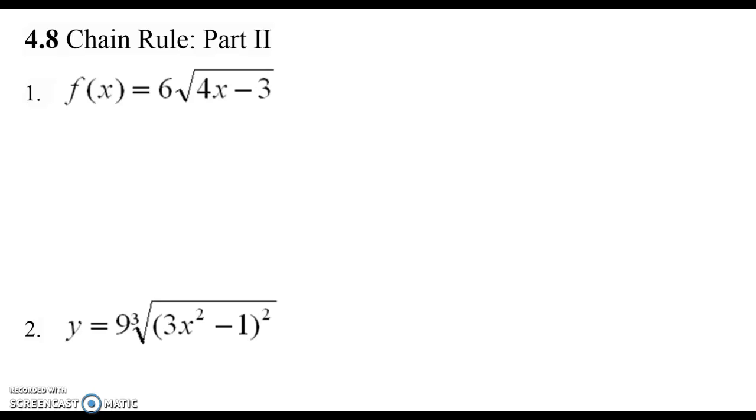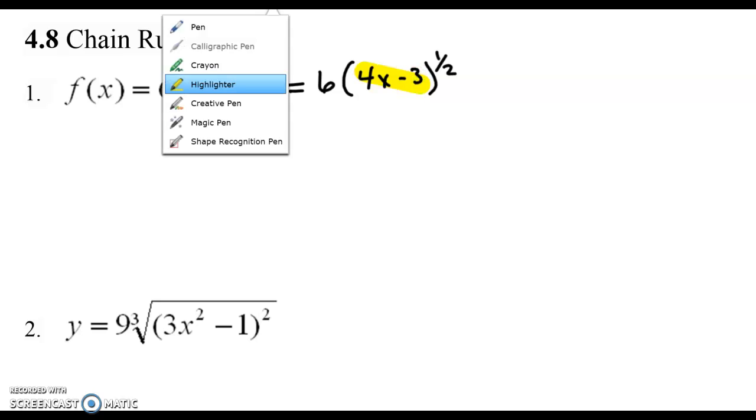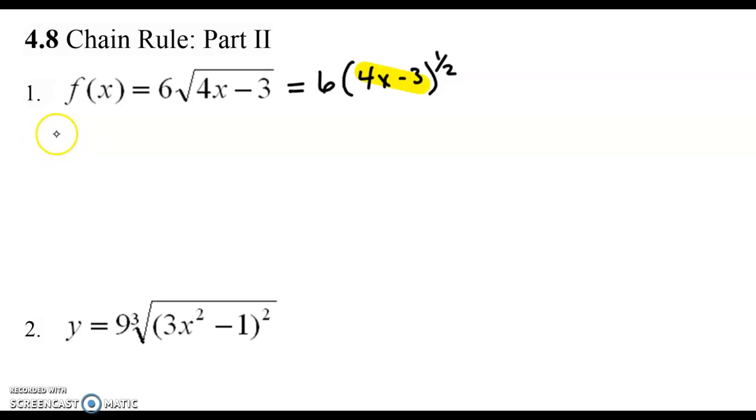Okay, so f of x here, you can see is not written in the standard form we need with an exponent. So it's simple enough. We can rewrite that as 6 times 4x minus 3, changing this radical sign to an exponent of a half. Once that's done, we can see we've got the function inside the brackets there. So again, if you want to write that down, that we call small f, and the derivative of that would be simply 4.